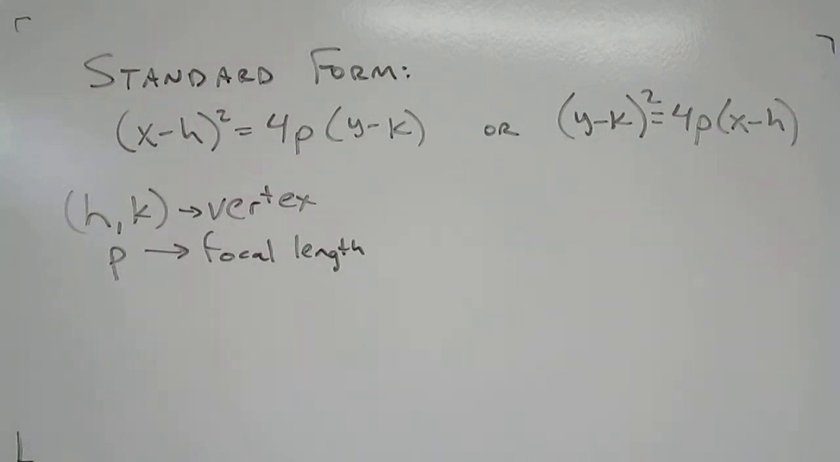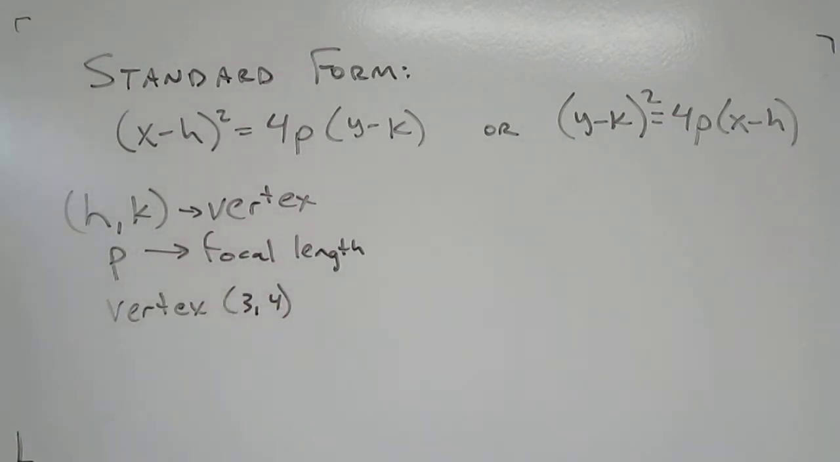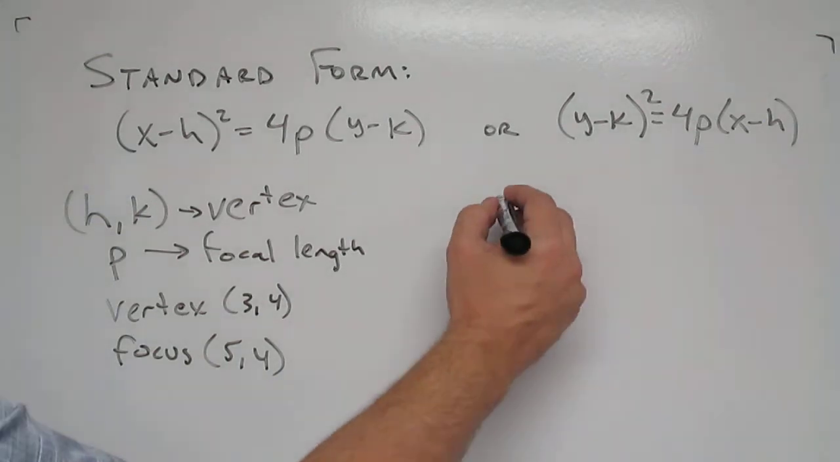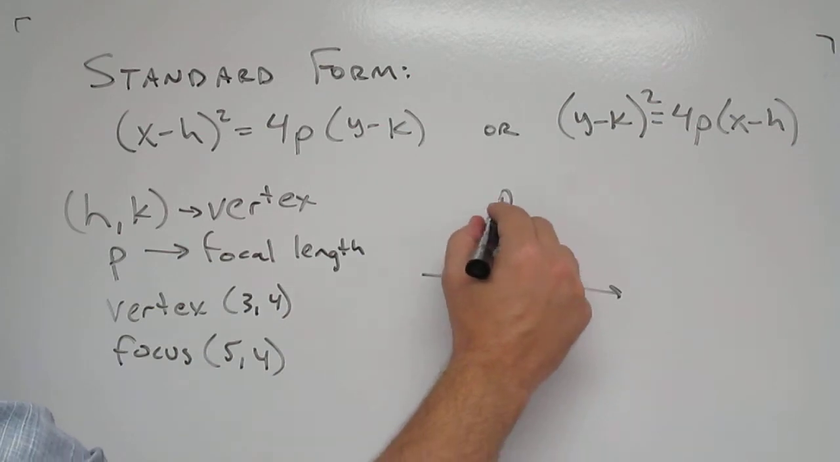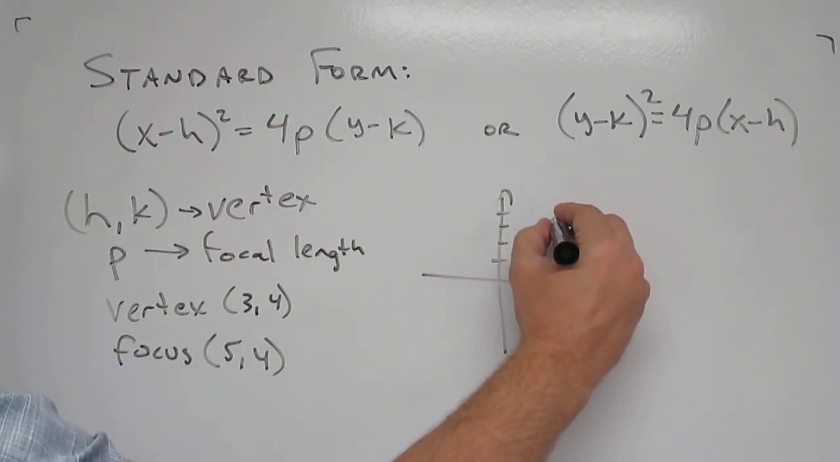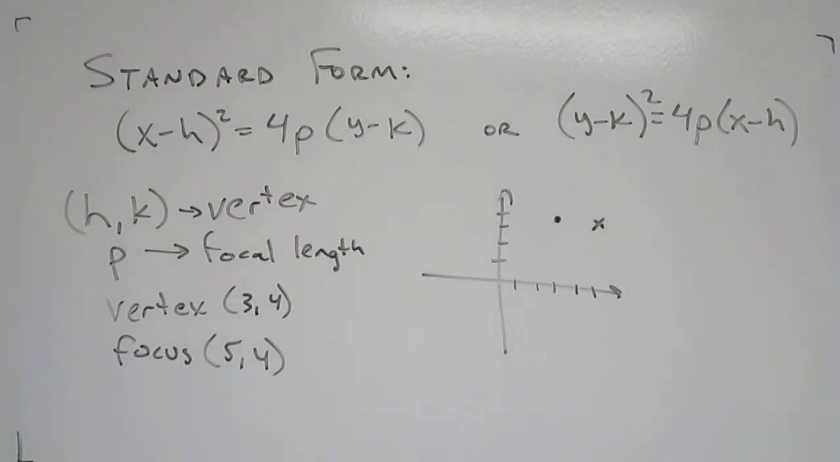So let's take an example. It says, find the standard form of the equation for the parabola with a vertex at 3, 4, and a focus at 5, 4. So I like to sketch these just to get an idea of what I'm doing here. If I go 1, 2, 3, 1, 2, 3, 4, and say that's my vertex, and then my focus is at 5, 4, it's going to be something like this, okay?